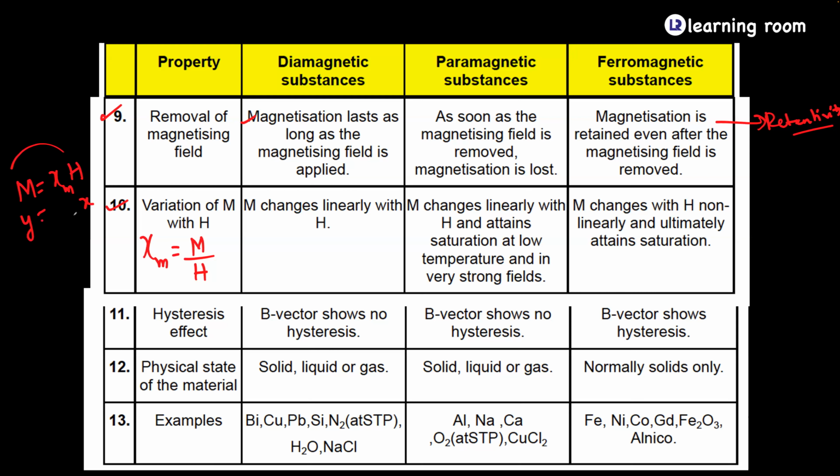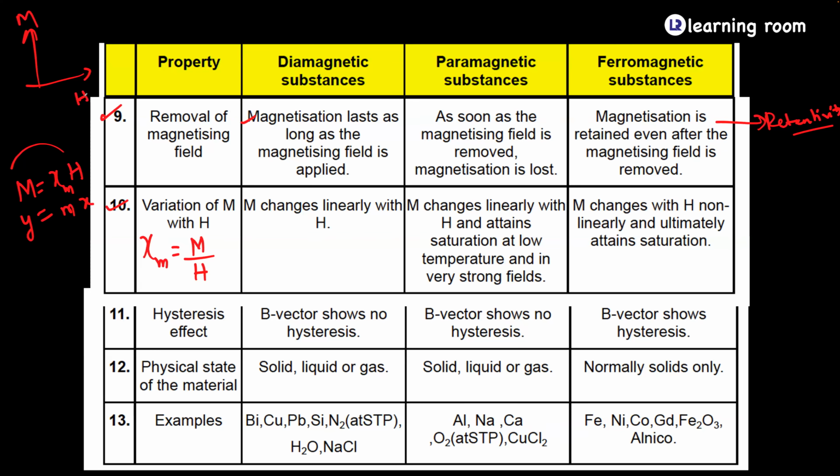So is it not looking like the format of y is equal to mx? If it is of the format y is equal to mx, and you plot the graph between M and H, then how should it look? It should look like a straight line. But let's see whether the points support it. So that is the meaning of variation of M with H. For a diamagnetic substance, M changes linearly with H. Makes sense. M changes linearly with H.